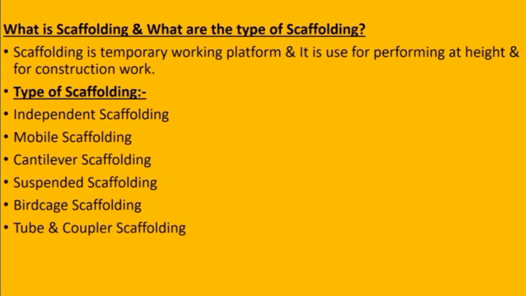So first question is, what is scaffolding and what are the types of scaffolding? Scaffolding is a temporary working platform and it is used for performing work at height and also for construction work. Types of scaffolding: independent scaffolding, mobile scaffolding, cantilever scaffolding, suspended scaffolding, birdcage scaffolding, tube and coupler scaffolding.